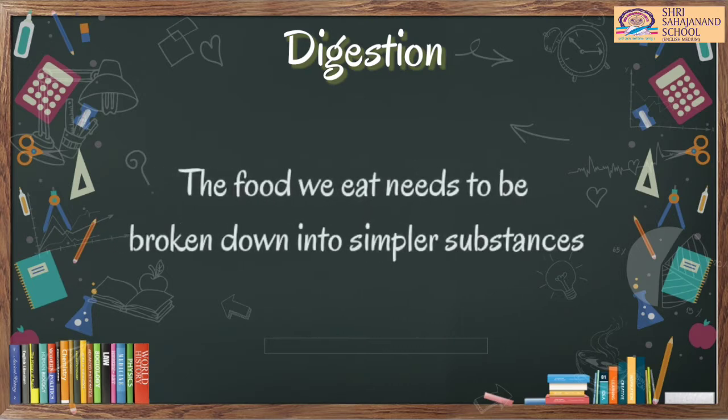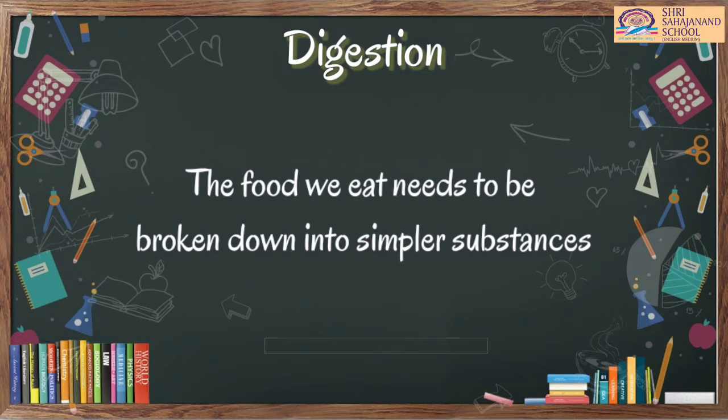So what is digestion? Digestion is nothing but the food we eat, whether it is pani puri, pav bhaji, pizza, burger, dal chawal, sabji roti, gulab jamun, whatever it is, that particular food is complex. Complex means very hard, and that food needs to be broken down into simple substances. Why simple substances? Because simple substances provide us nutrients.